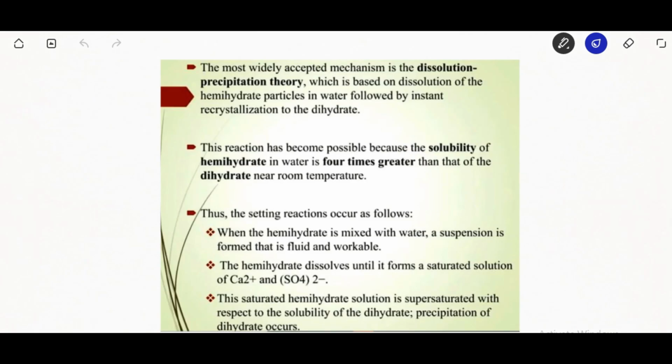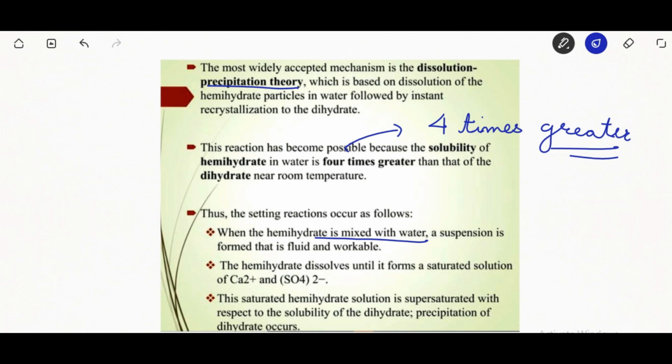The widely accepted theory is the dissolution-precipitation theory. The setting reaction is explained on the basis of the difference in the solubility of the hemihydrate and dihydrate. The hemihydrate is 4 times more soluble than the dihydrate. So when the hemihydrate is mixed with water, a suspension is formed that is fluid and workable. The hemihydrate will dissolve until it forms a saturated solution of calcium and sulfate.